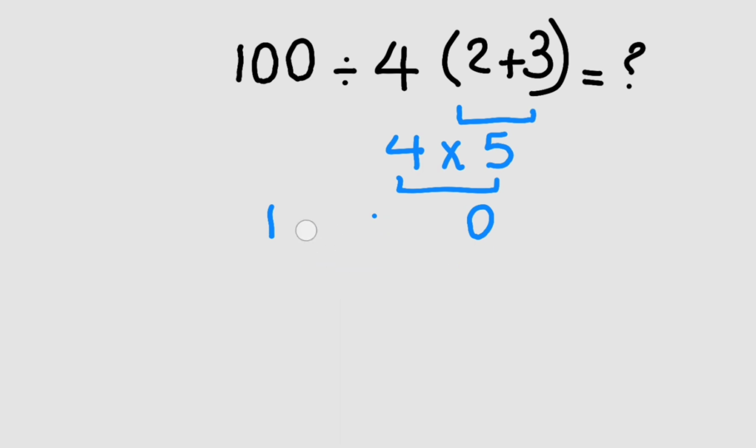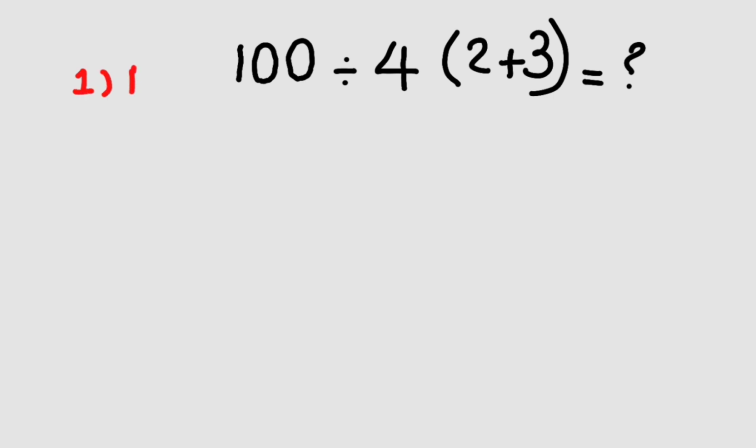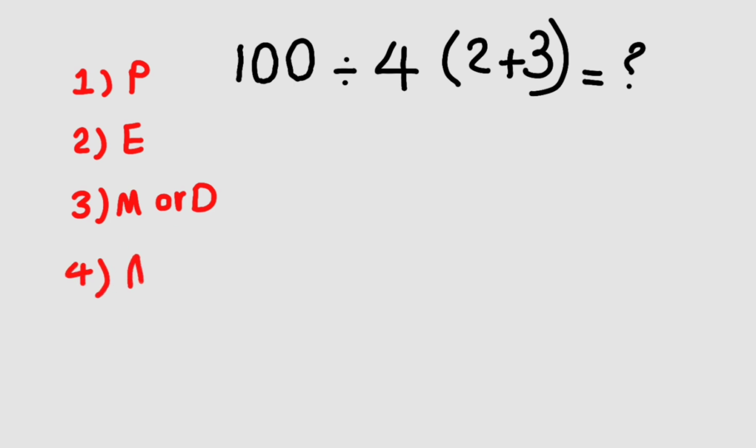According to the rules of mathematics, the order of operations is like this: first parentheses, then exponents, then multiplication or division, and then addition or subtraction. According to these operations, we have one parenthesis here that we have to solve first.